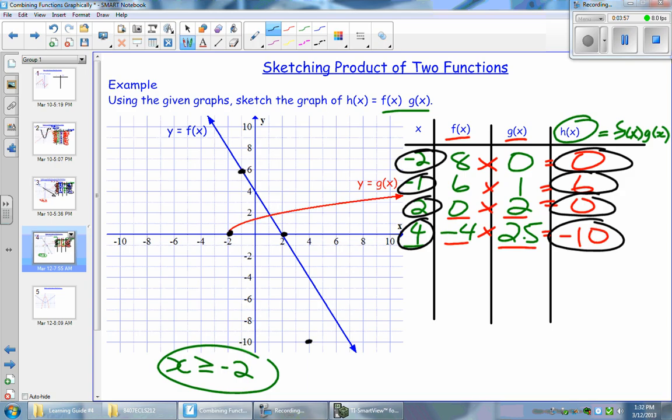Okay, so your graph is going to look a little funny. It's going to look something like this. So join your points with a smooth curve as best as possible, and there's your curve. Okay, so it's a simple process, and that's it. That's how you sketch the graph of the product of two functions.